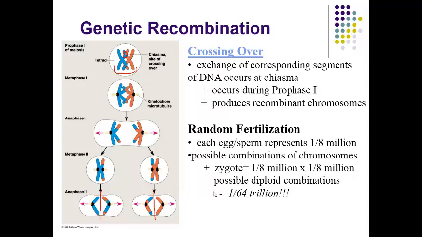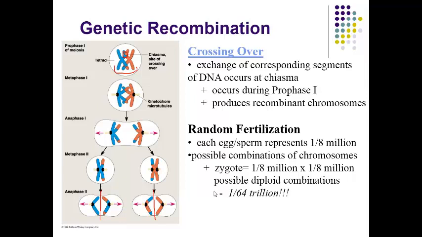So we have three forms of genetic recombination. One, the independent assortment of chromosomes that takes place during metaphase 1. Two, we have crossing over that takes place during prophase 1. And three, we have random fertilization. These are the three components of genetic recombination, and genetic recombination is how most genetic variation is created.